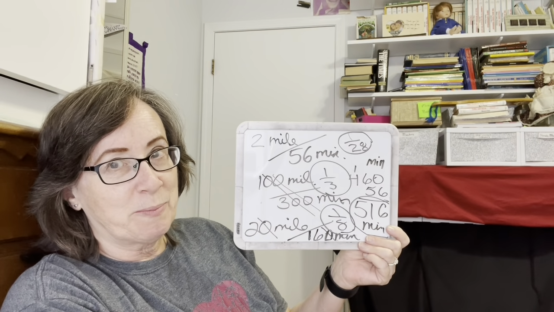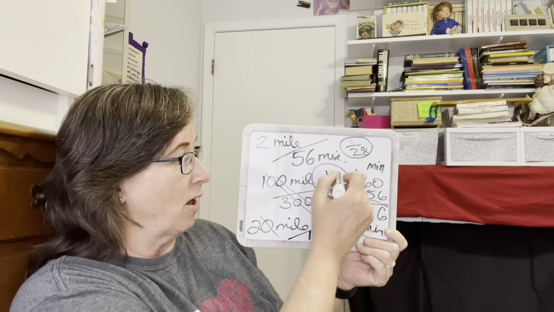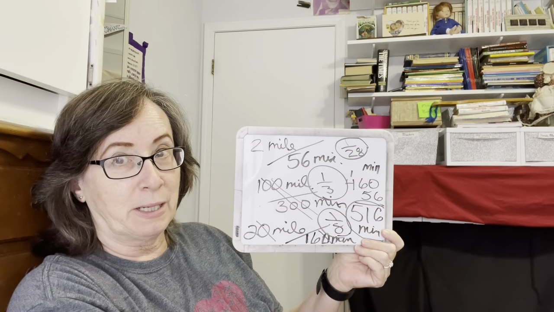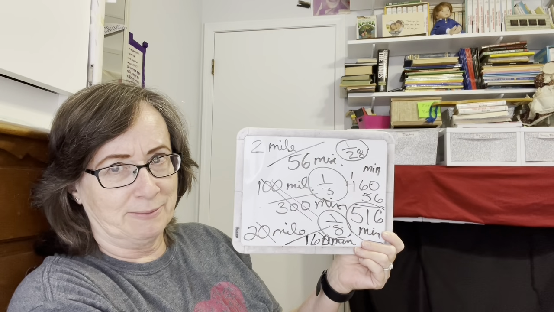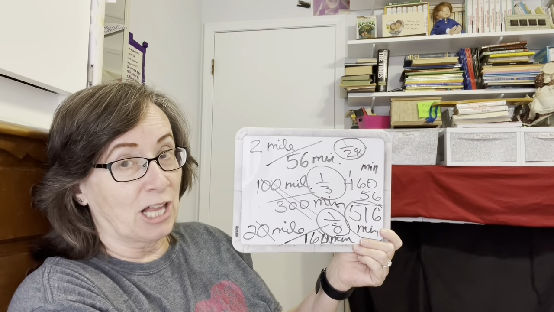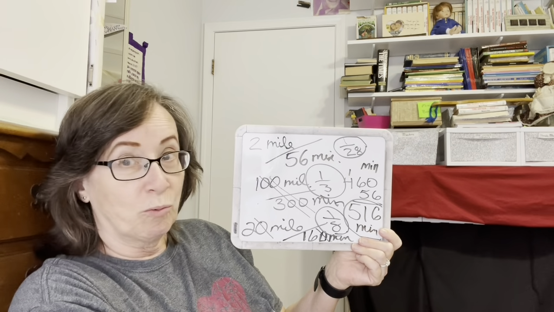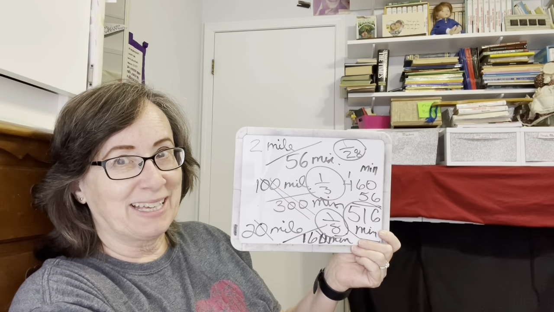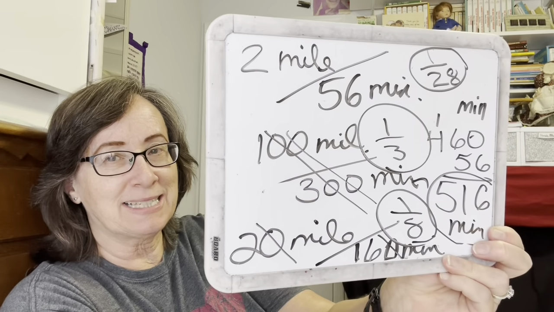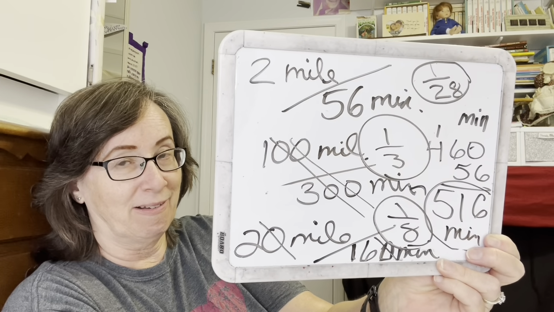Now, remember, when the numerator is all the same, the larger the denominator, the smaller the quantity. So it does make sense that he's moving the slowest when he is swimming. 1 over 28 is much smaller than 1/8 or 1/3. So he's moving the fastest when? What is his fastest speed? 1/3 is bigger than 1/8.